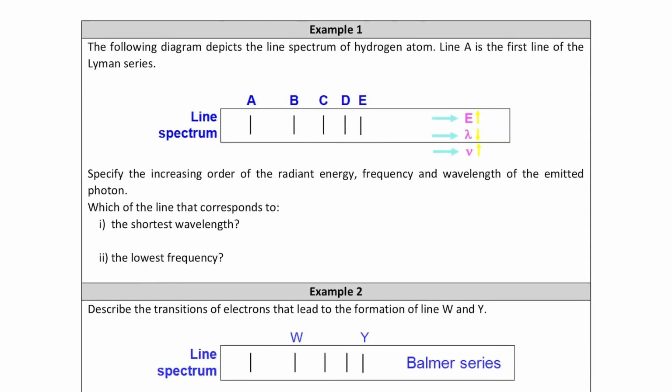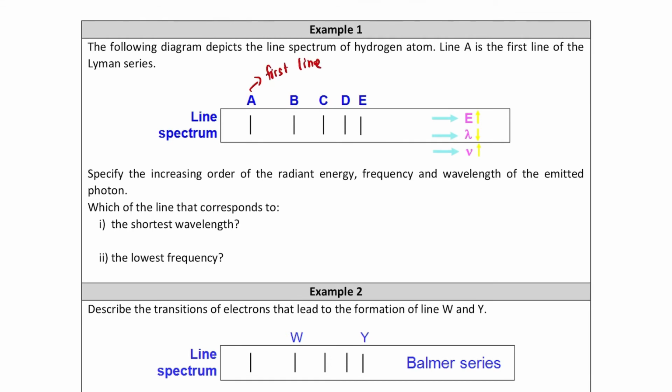Okay, so next, kita tengok example. Okay, so the following diagram depicts the line spectrum of hydrogen atom. Okay, so this is line spectrum. Line A is the first line of the Lyman series. Okay, so line A dia dah cakap first line. Okay, so kita label lah sikit first line.